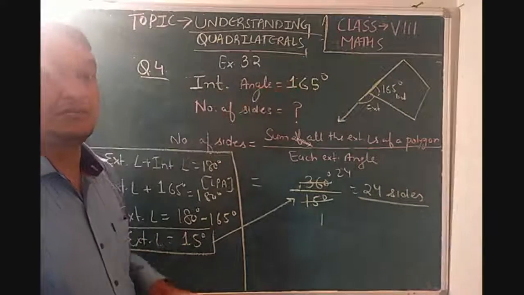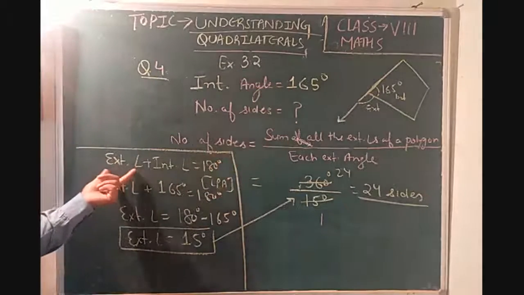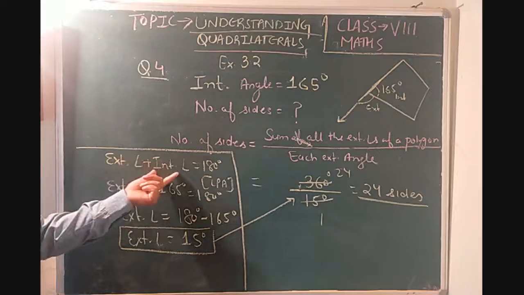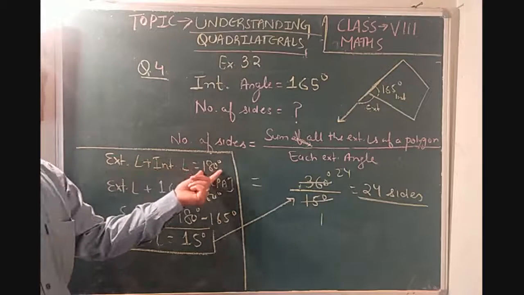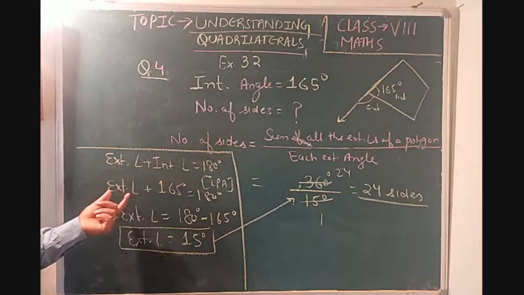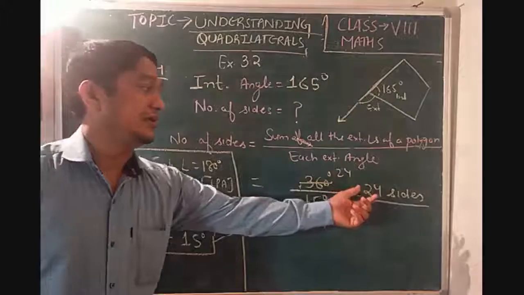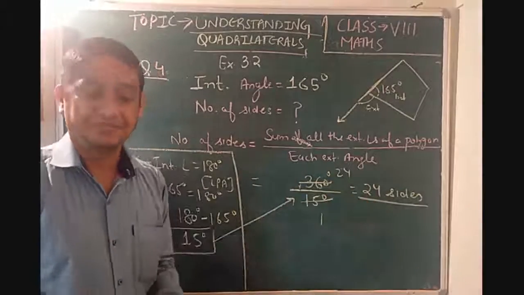So children, always remember, if the interior angle is given, we have to follow this concept. Exterior angle plus interior angle is equal to 180 degrees, and from this we can find the exterior angle. Then we will divide 360 by the exterior angle. We get the number of sides.